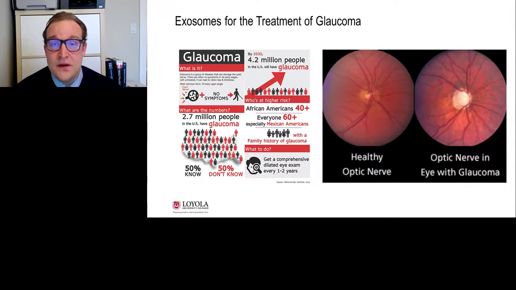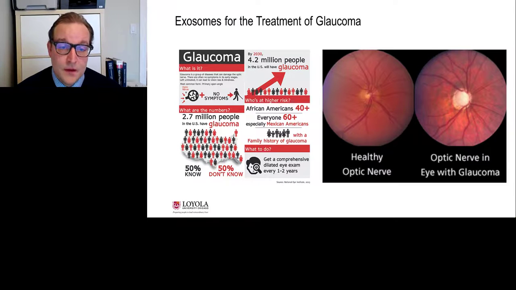Glaucoma is a very prevalent neurodegenerative disease that affects almost 3 million people in the United States. Being an age-related disorder, together with an aging population, we anticipate that this disease will increase to a prevalence of over 4 million people by 2030. Of particular relevance, certain populations are of much higher risk to develop glaucoma. This includes African Americans of age 40 or older, and especially Mexican Americans, and essentially everybody over the age of 60.